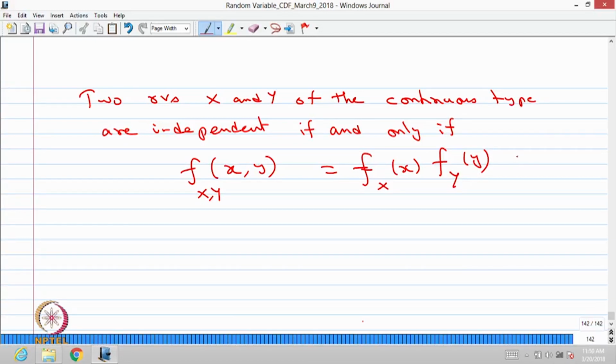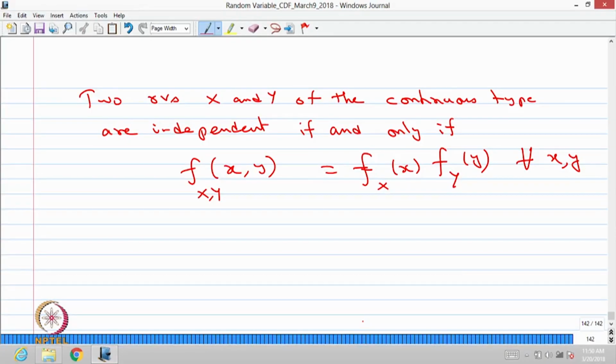This is for all x comma y. So, if this condition is satisfied, then the two random variables of the continuous type are independent. If two random variables of the continuous type are independent, then this condition will be satisfied for all x comma y. Therefore, the condition for independent random variables is at the level of the CDF, or, if they are discrete random variables, in the form of the probability mass function. If the random variables are of the continuous type, then it is in the probability density function form.